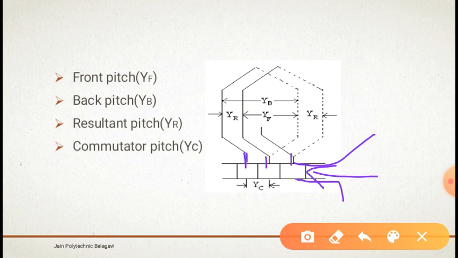So here one armature winding is connected, and here one armature winding is connected. The distance between these two armature conductors which are connected to the particular commutator segments is called a commutator pitch, and it is denoted as YC.